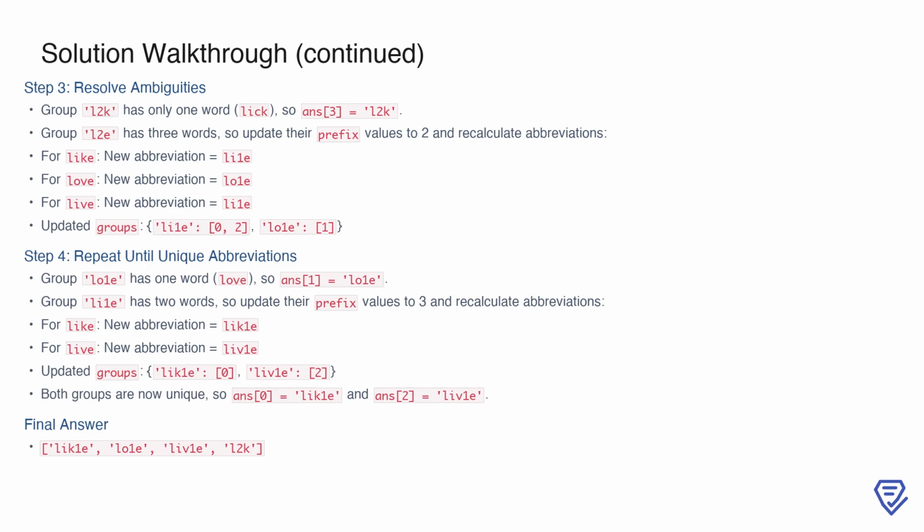We update the groups dictionary accordingly: Li1E: 0, 2 and Lo1E: 1. Next, we address the group Lo1E, which now contains only love. Since this abbreviation is unique, we assign Lo1E to ANS[1]. For the group Li1E, which still contains like and live, we increase their prefix lengths to 3 and recalculate their abbreviations. Like becomes lik1E, and live becomes liv1E, both of which are now unique. Finally, we assign lik1E to ANS[0], and liv1E to ANS[2]. The final answer for this example is lik1E, Lo1E, liv1E, L2K.